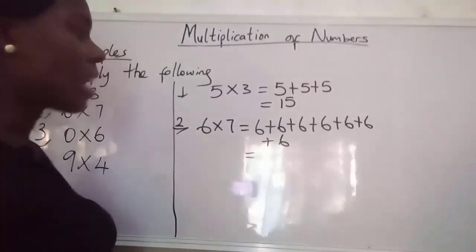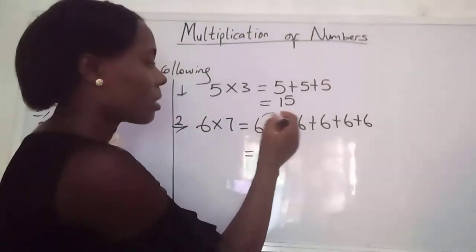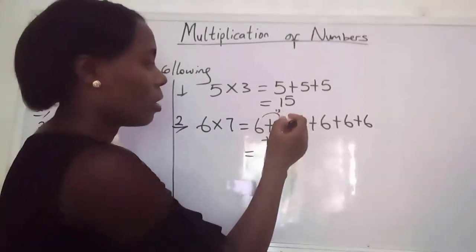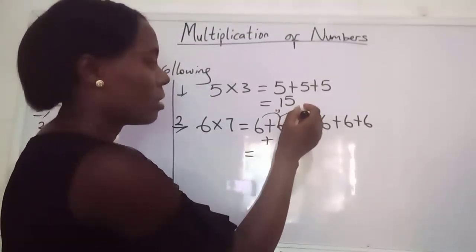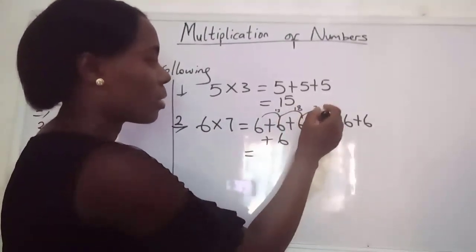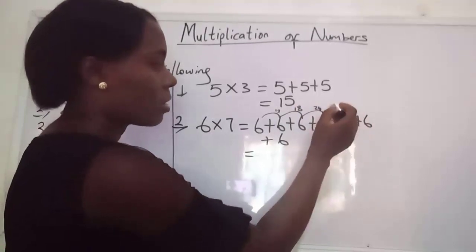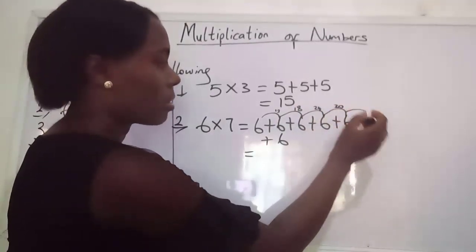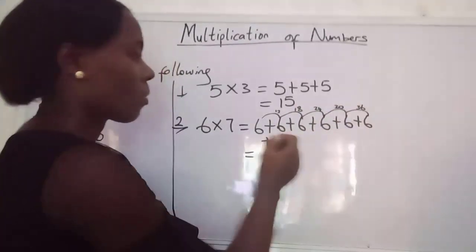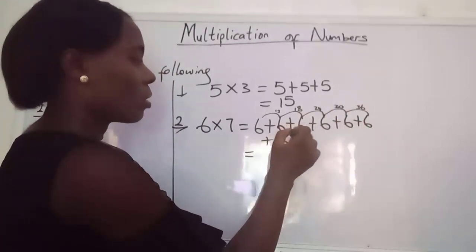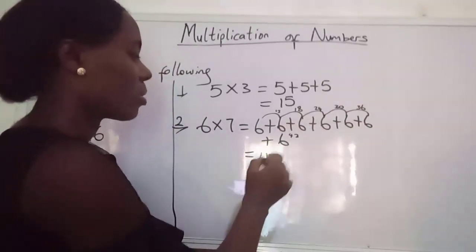Alright? So let's add them up. 6 plus 6 will give us 12. Plus 6 is 18. Plus 6 is 24. Plus 6 is 30. Plus 6, 36. Plus 6, that will give us what? 42. So our answer becomes 42.